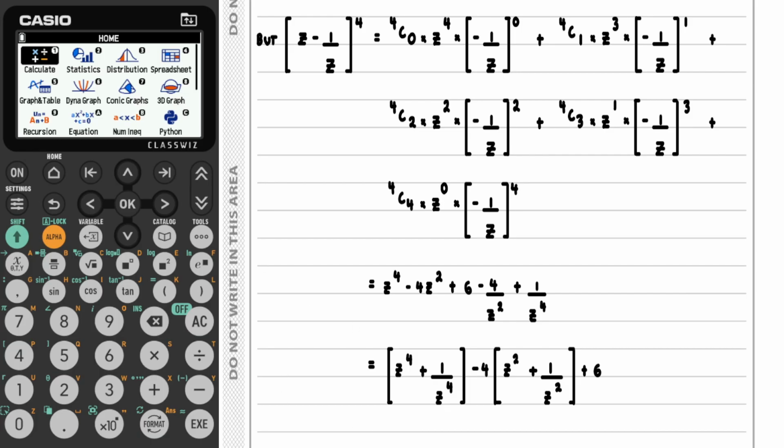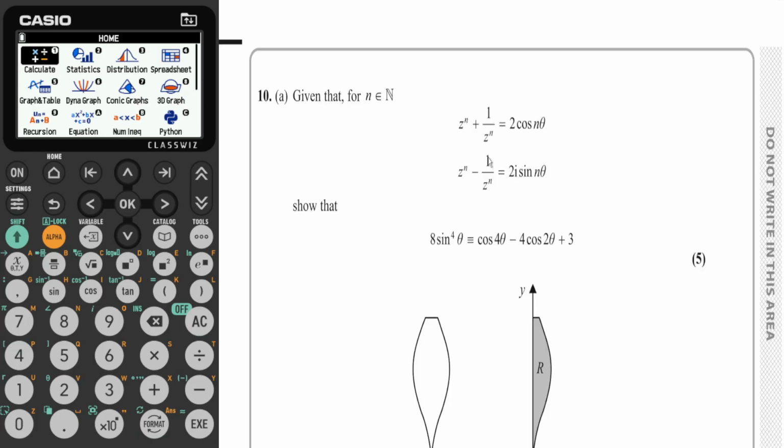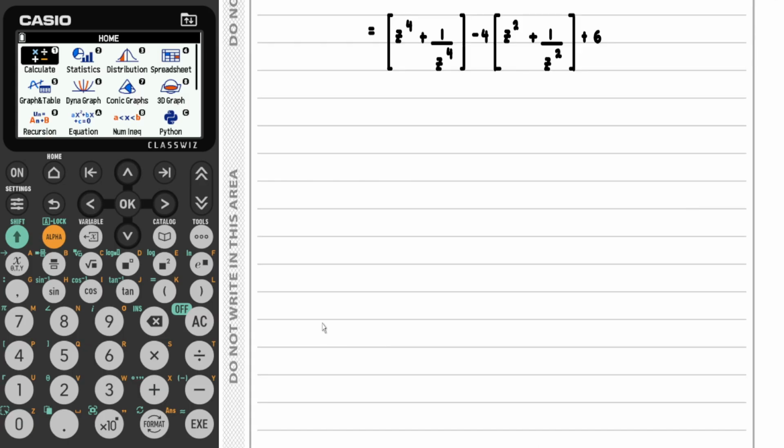What we can now do is use z to the n plus 1 over z to the n equals 2 cos n theta. So we would have 2 cos 4 theta, subtract 4 times by 2 cos 2 theta plus 6. So I've got 2 cos 4 theta, subtract 8 cos 2 theta plus 6.